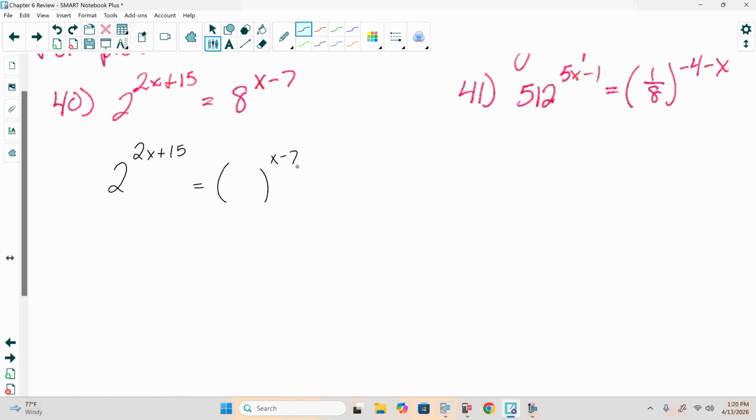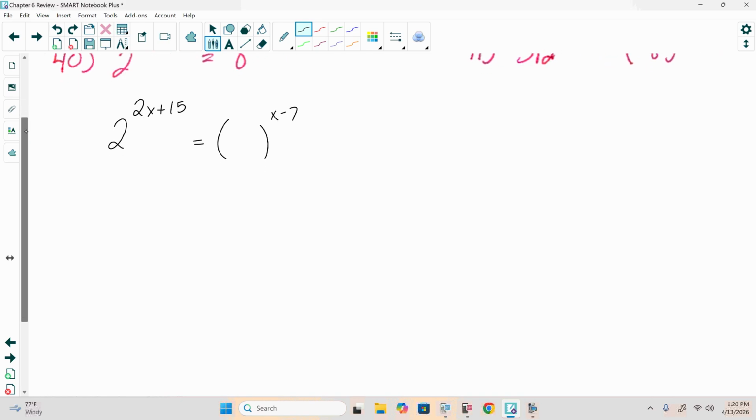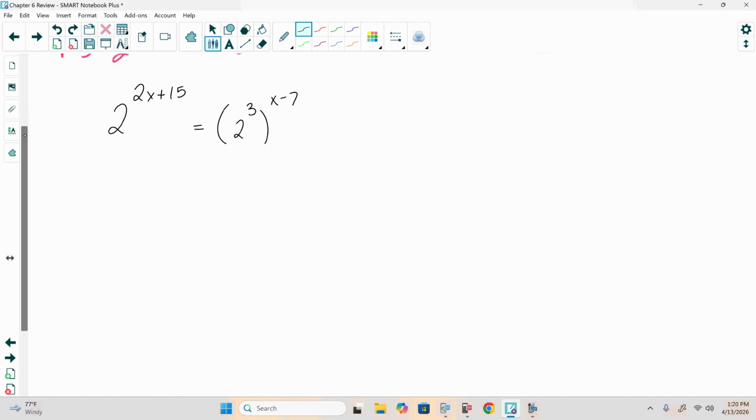Now, we could solve this using logarithms, applying log base 2 to both sides, and it would simplify, it would reduce. It just requires a few more steps. So since I have 2 to the 2x plus 15 is equal to 8 to the x minus 7, I want to rewrite 8 as 2 to a power, because 2 to the third power is indeed 8. We can rewrite it this way so that the bases are the same.